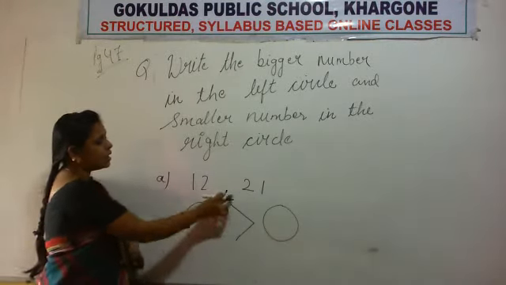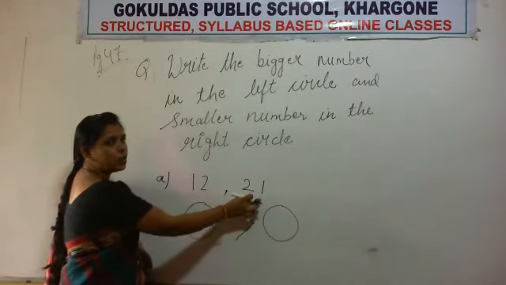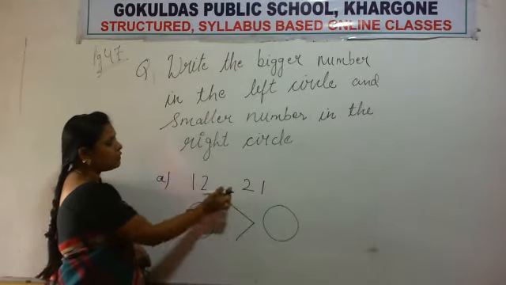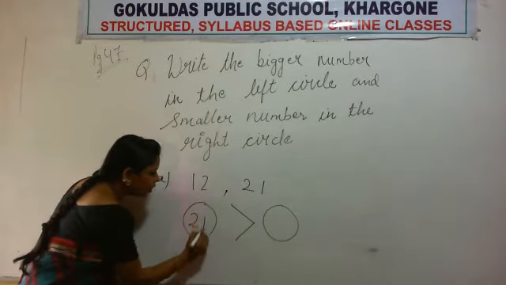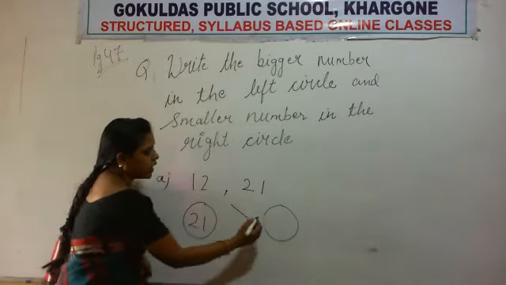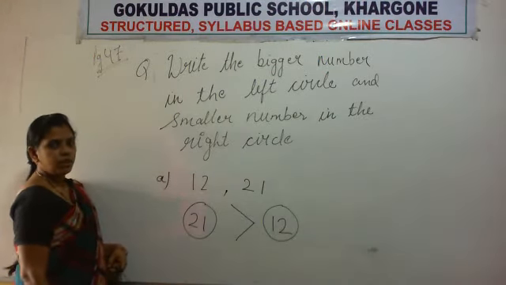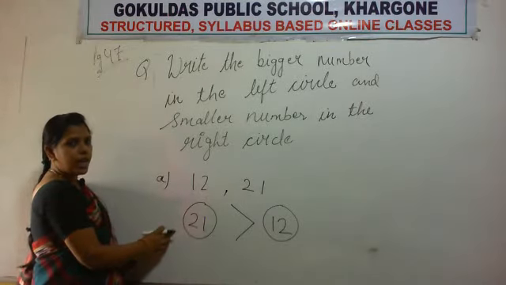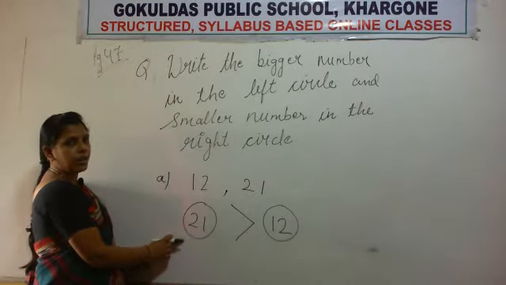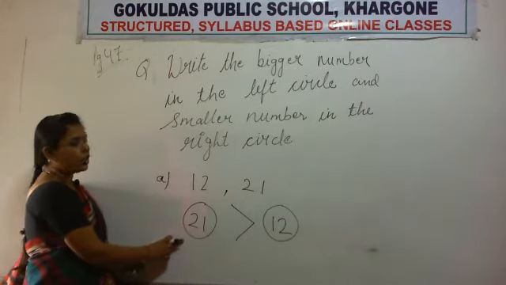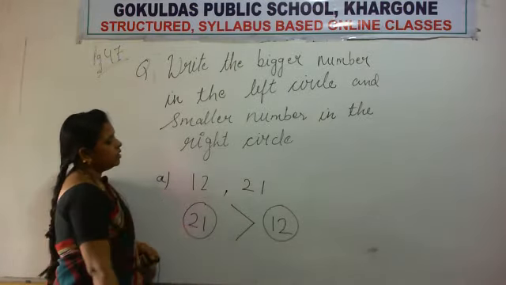Now identify which number is greater and which number is smaller. So this is 12 and this is 21. Which number is greater, 12 or 21? 21 is greater. So we will write here 21 and in this circle we write 12. Okay, have you understood the question? Here on the left side of the circle we have written the larger number, the greater number or bigger number, and on the right side of the circle we have written the smaller number.